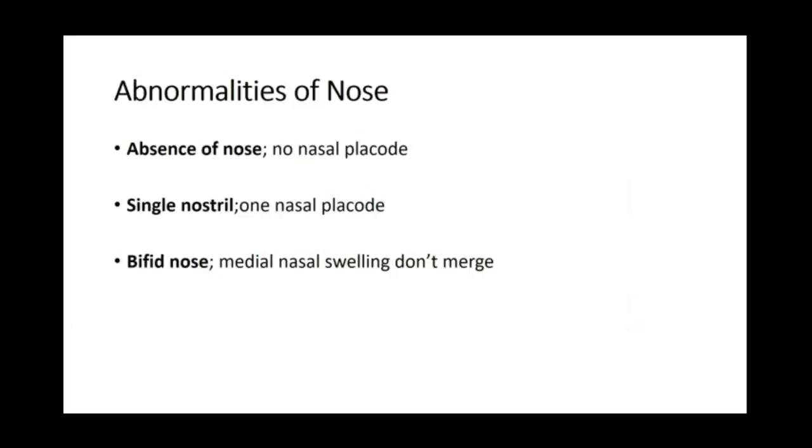The abnormalities of the nose can be absence of the nose, that is no placode can be formed, single nostril, where only one nasal placode is formed, or it can be a bifid nose. That means the medial nasal swellings do not merge, that means the two are separate.